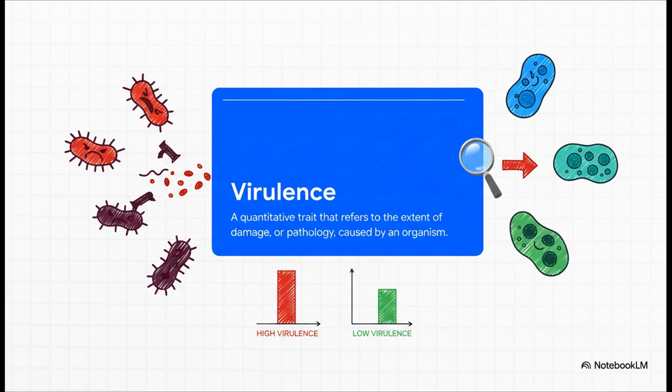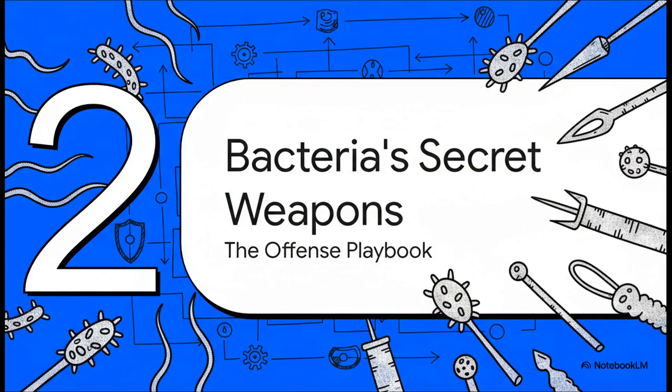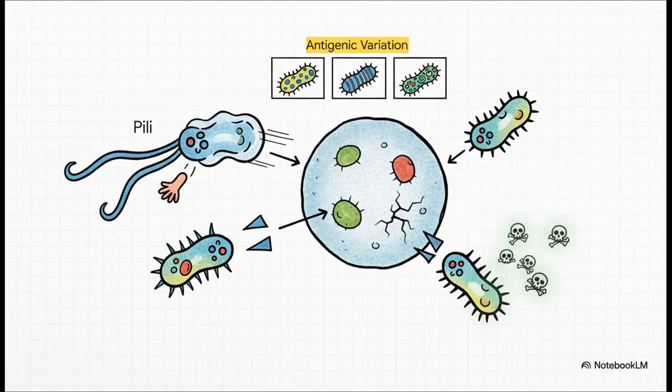So what gives a bacterium its power? Well, that brings us to their arsenal, their secret weapons. You can think of these as the offense playbook for bacteria. These are the tools and the strategies that can turn a harmless microbe into a really formidable foe. So what's in this playbook? How do they actually attack? Well, some use these things called pili, which are like tiny molecular grappling hooks to latch right onto our cells. Others build themselves a capsule, this slimy outer layer that's basically an invisibility cloak, making it really hard for our immune cells to even grab them.